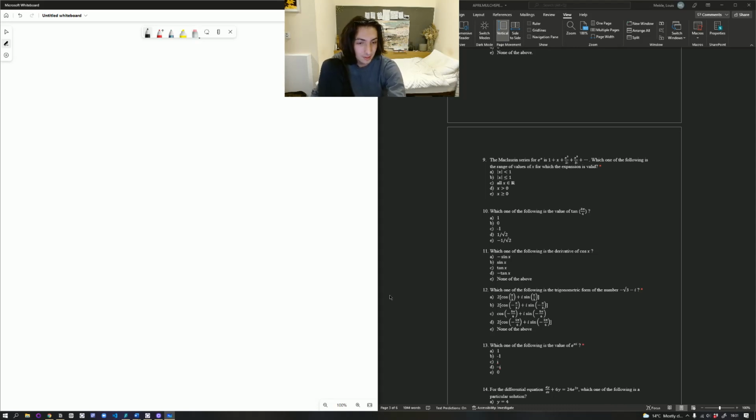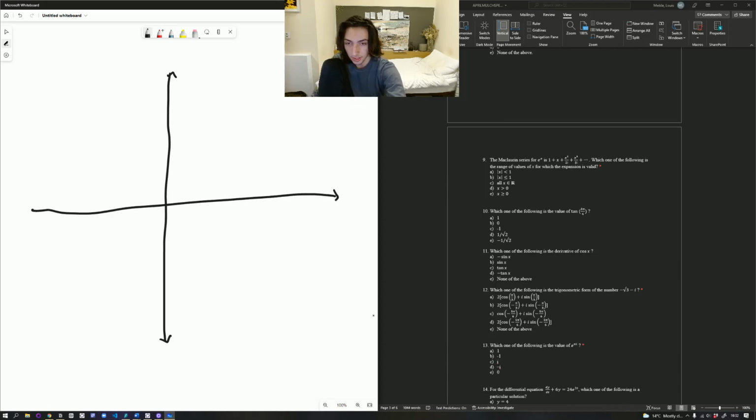Which of the following is the trigonometric form of the number minus root 3 minus i? Let's try to solve this by plotting the actual number on the complex plane. Here we have a complex plane with the real component and the imaginary component. That point is going to lie, I believe, here, where you've got root 3 over this way, and then you've got negative i, let's just go negative root 3. Okay, so we've got it there.